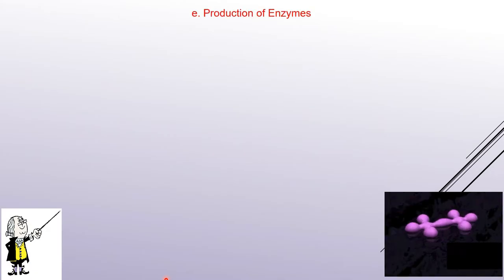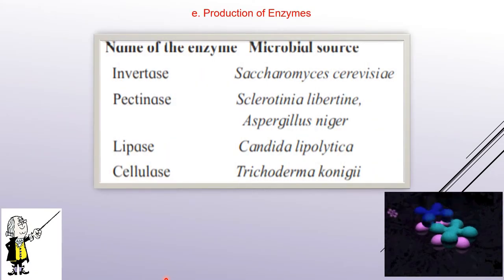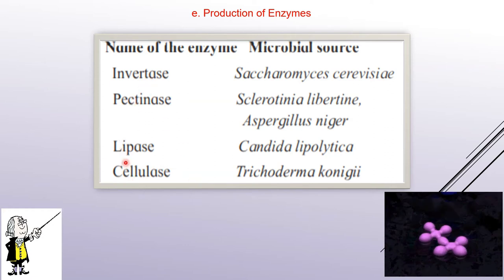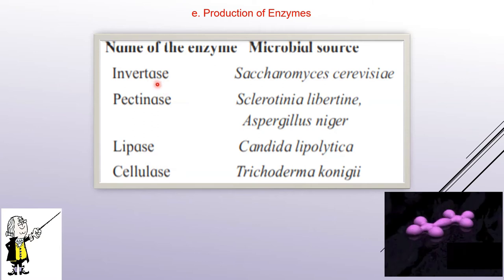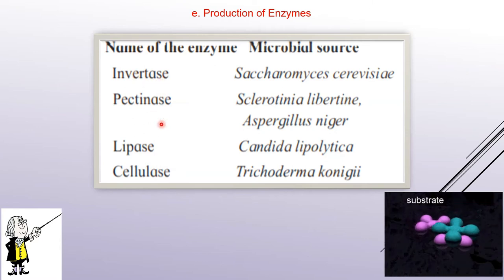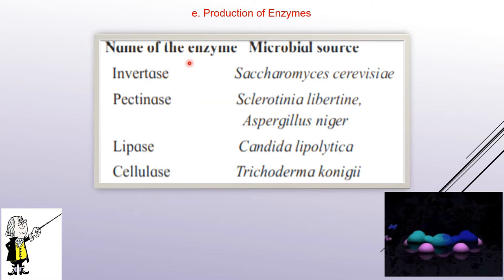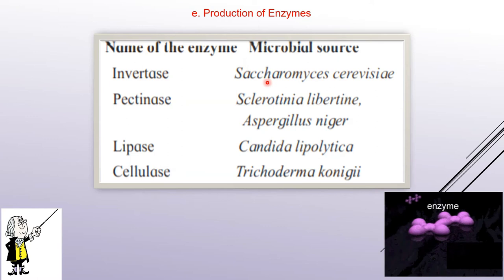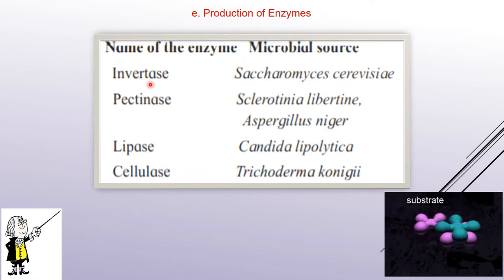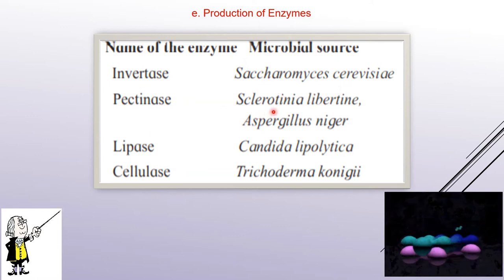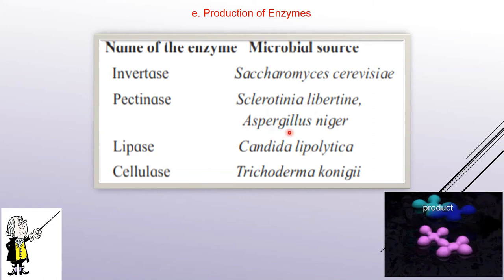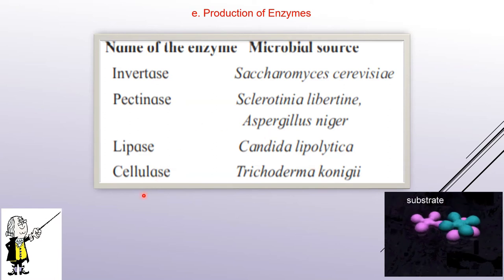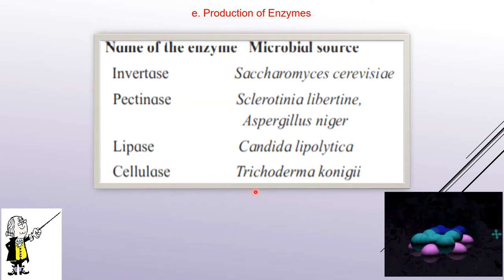Next is production of enzymes. Now, the names of the enzymes are invertase, pectinase, lipase, cellulase. How do we know they are enzymes? Because at the end, that is the suffix is ASE. And whenever the suffix is ASE, it is the name of an enzyme. Invertase, produced by the organism Saccharomyces cerevisiae. Pectinase, produced by Sclerotinia libertiana or Aspergillus niger. Lipase, produced by Candida lipolytica. Cellulase, produced by Trichoderma koningii.